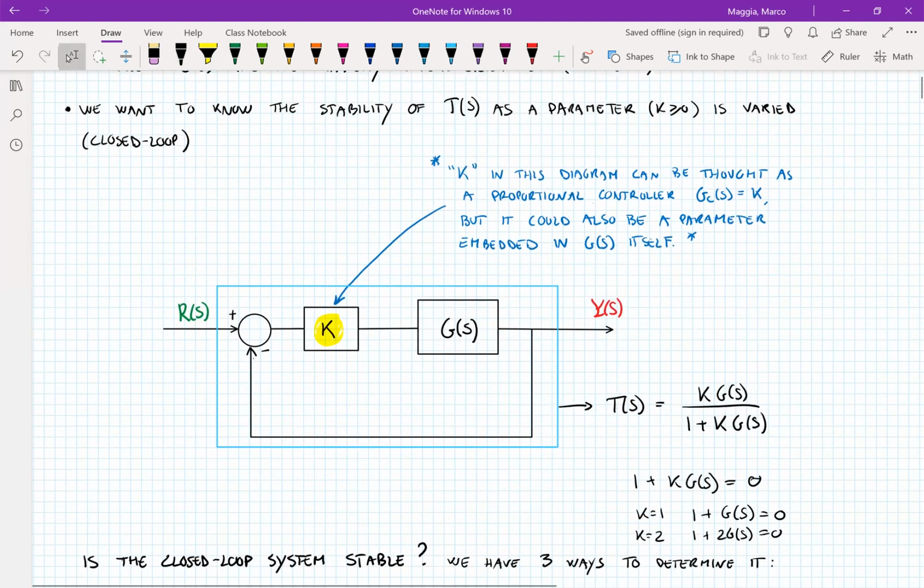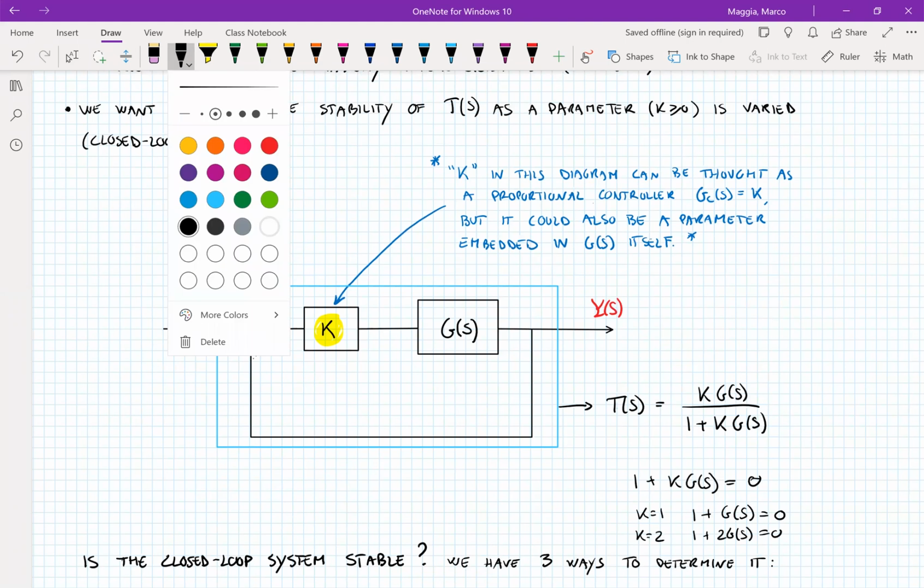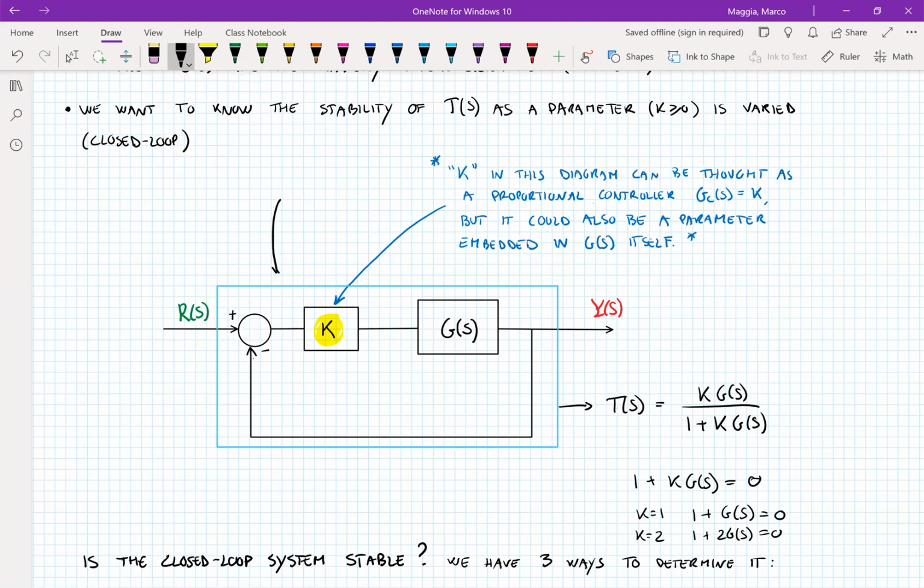And that is the case for the block diagram that I've drawn here. Keep in mind that this is just an example. The control system diagram doesn't necessarily have to look like this, because the parameter can also be embedded in G(s) itself.